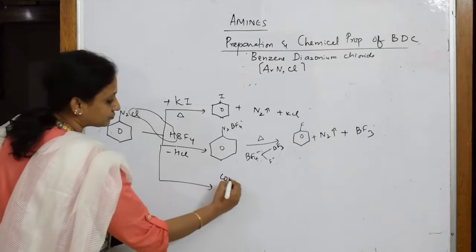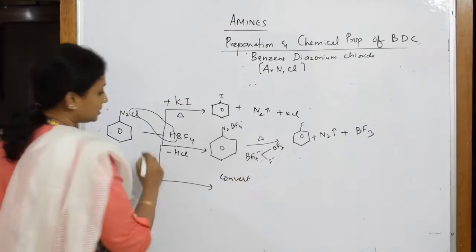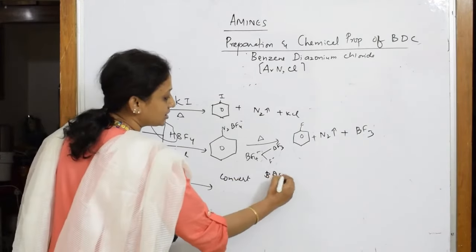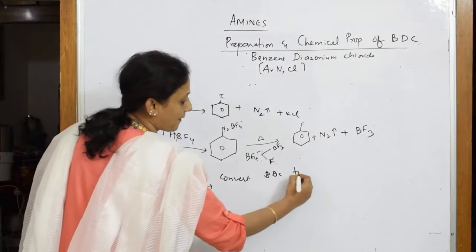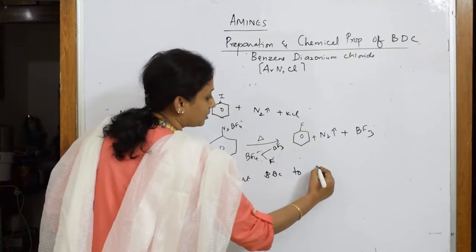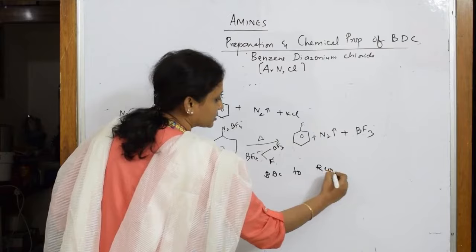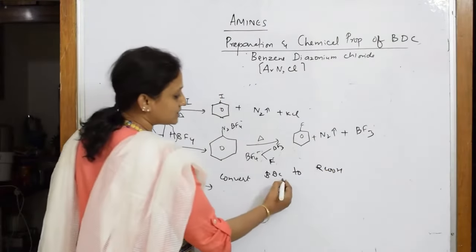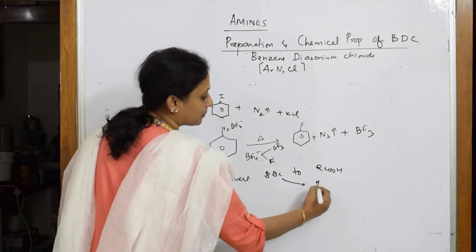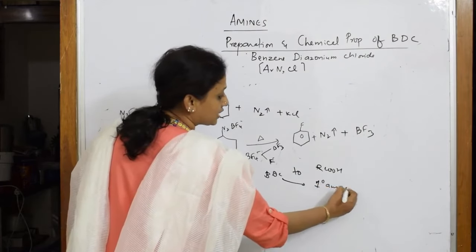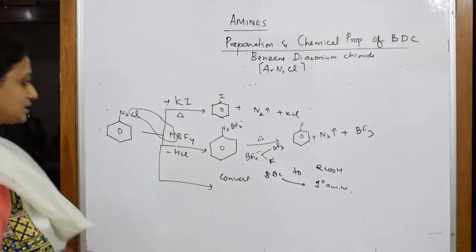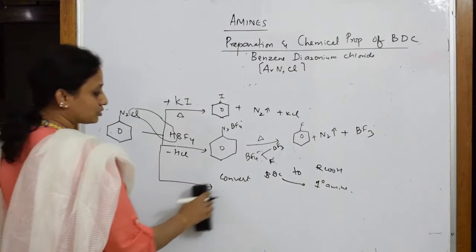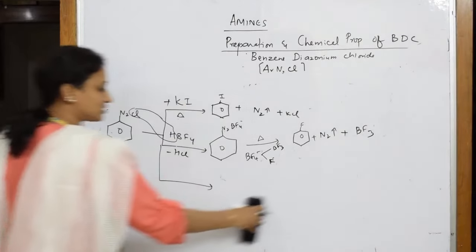So further cyanobenzene, if I have to further convert it, how is the question given? Convert BDC to RCOOH, or convert BDC to primary amine. Okay, this is a big confusion, right? How should I do this? Simple thing. Both the questions I can answer like this.